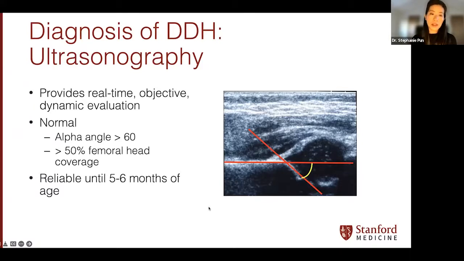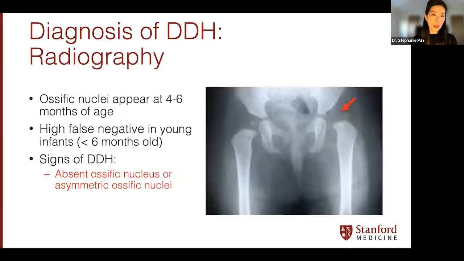Ultrasound is reliable until about 5 to 6 months of age, at which point the ossific nucleus, or the growth center of the femoral head, starts appearing and the ultrasound becomes less reliable. So usually at that age, we transition to radiographs or x-rays. If you get x-rays too early, then the ossific nuclei have not appeared and can give a false impression of hip dysplasia. So I wouldn't necessarily get x-rays younger than 4 to 6 months of age, but usually by 6 months, we switch to x-rays.